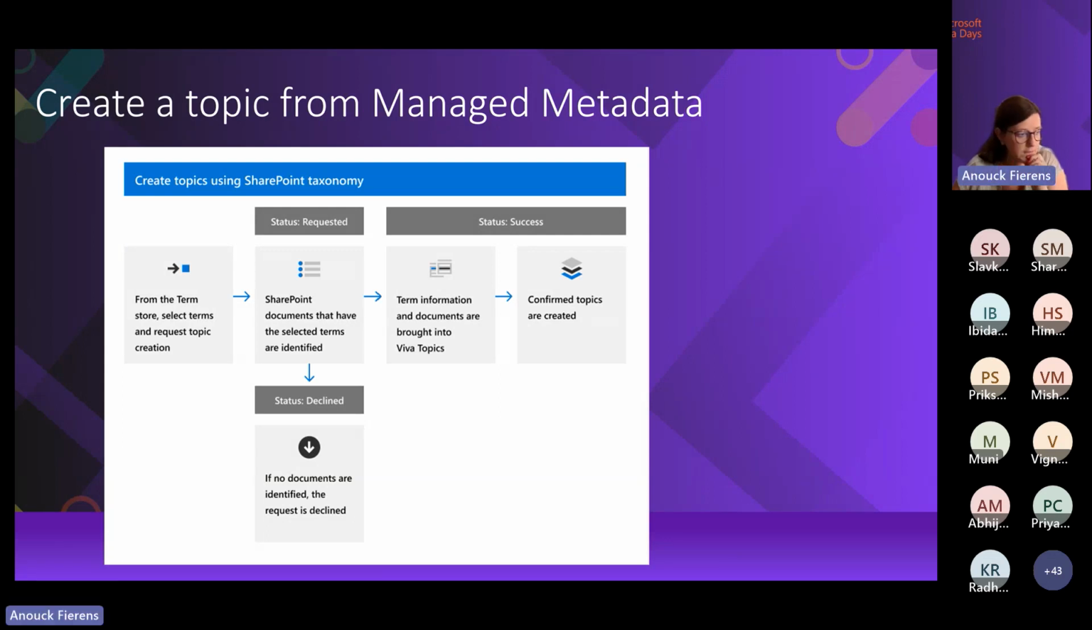The creation of a topic from the managed metadata is giving already then some information on the topic page, and then you can exclude it and you can say, okay, this needs to be adjusted and all of that. So what's new?